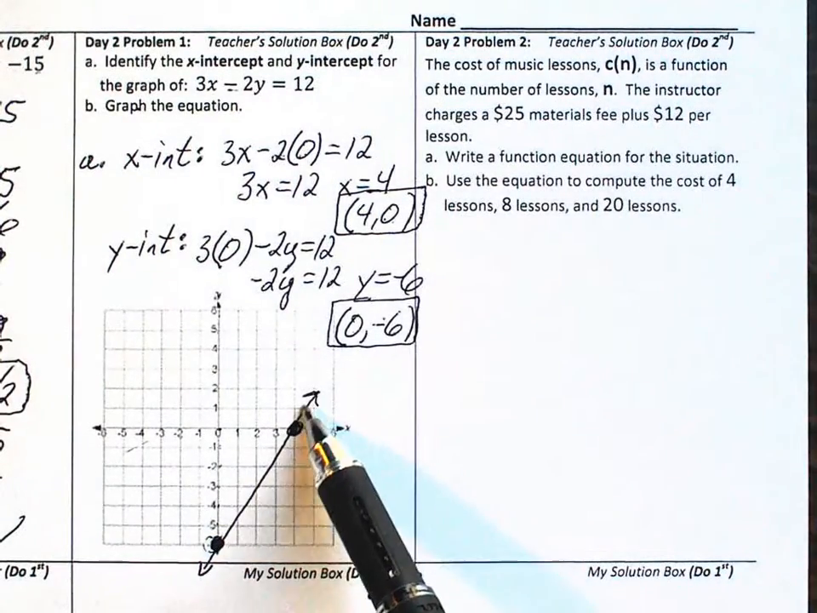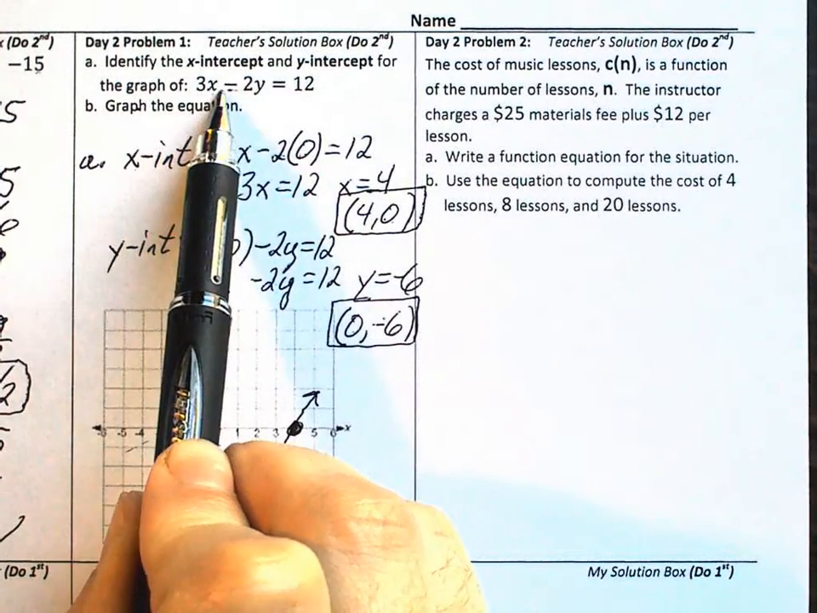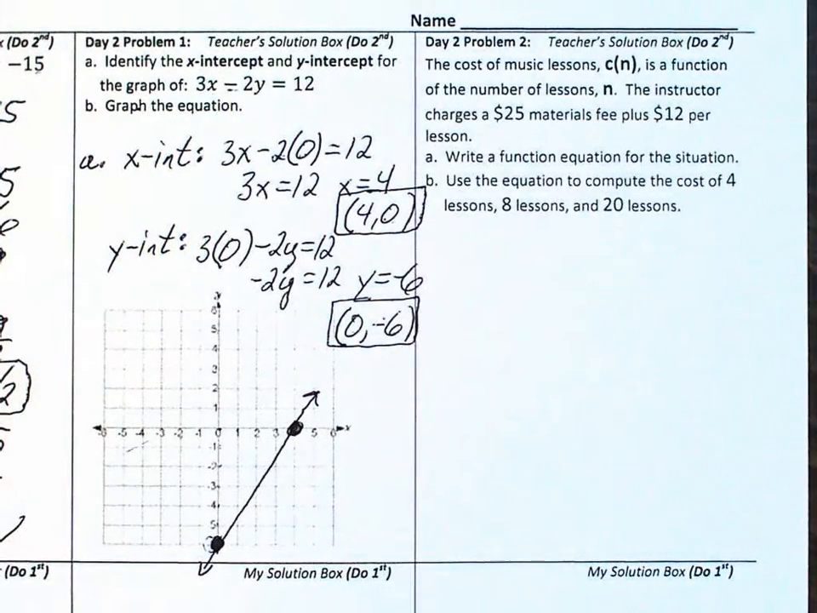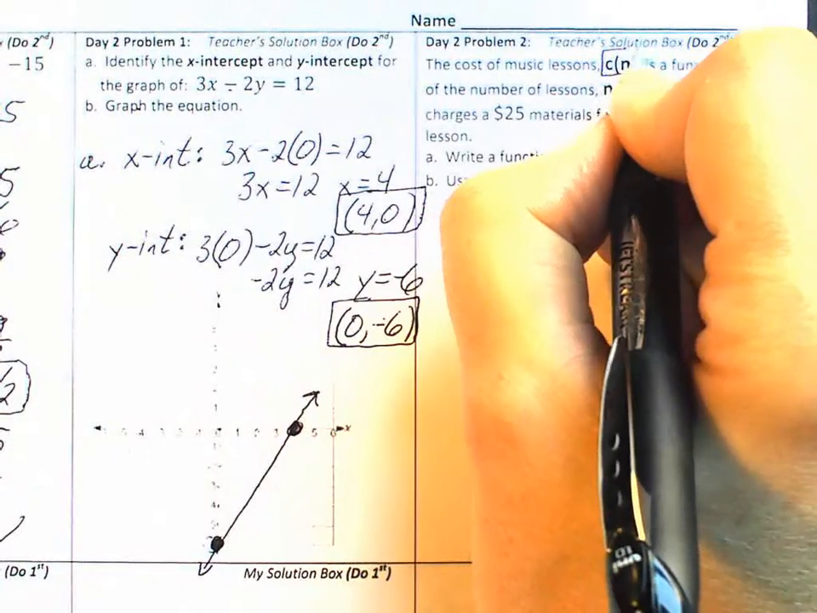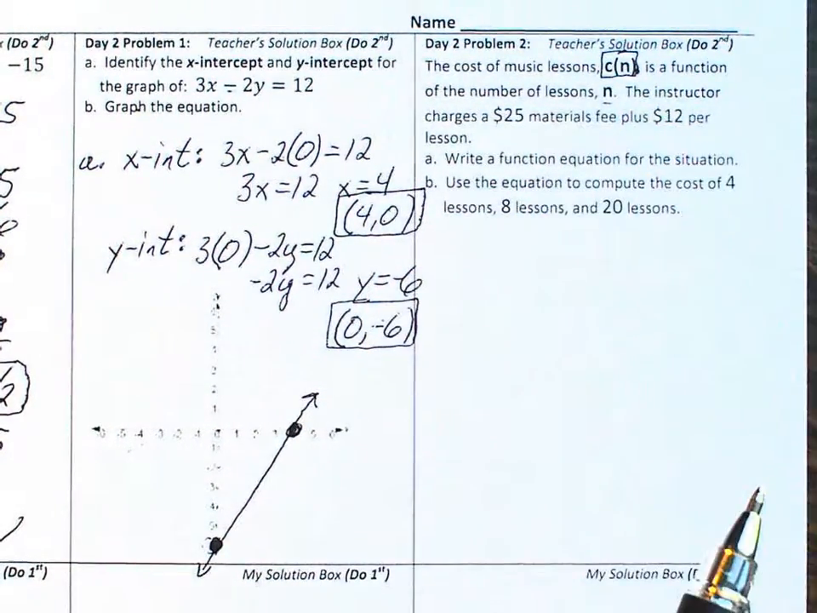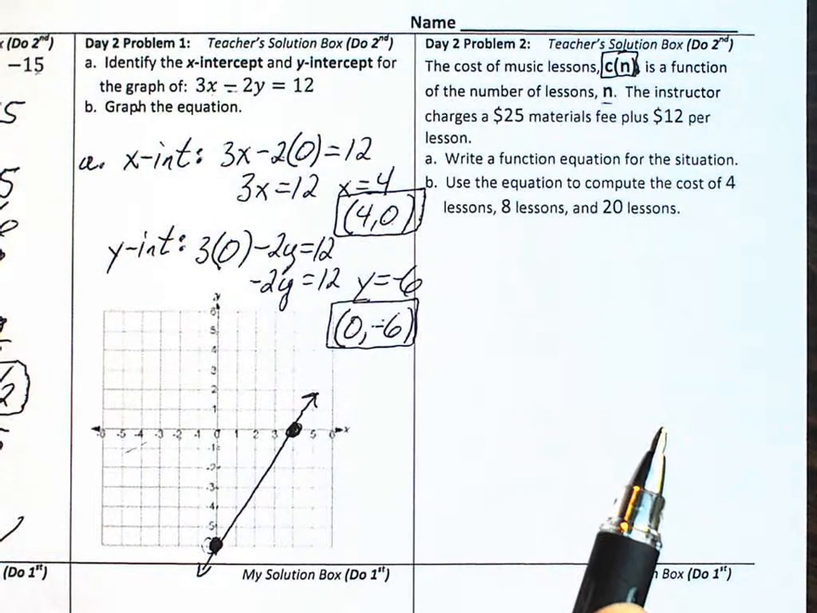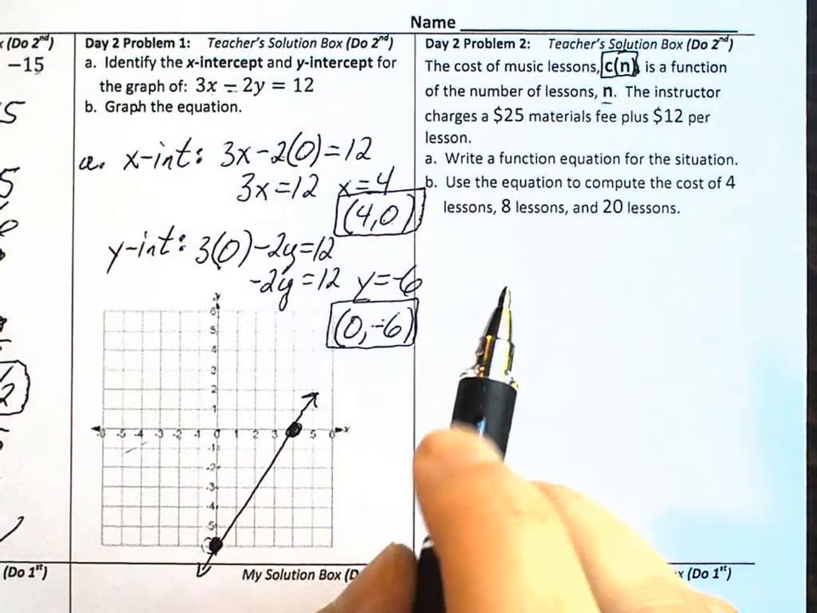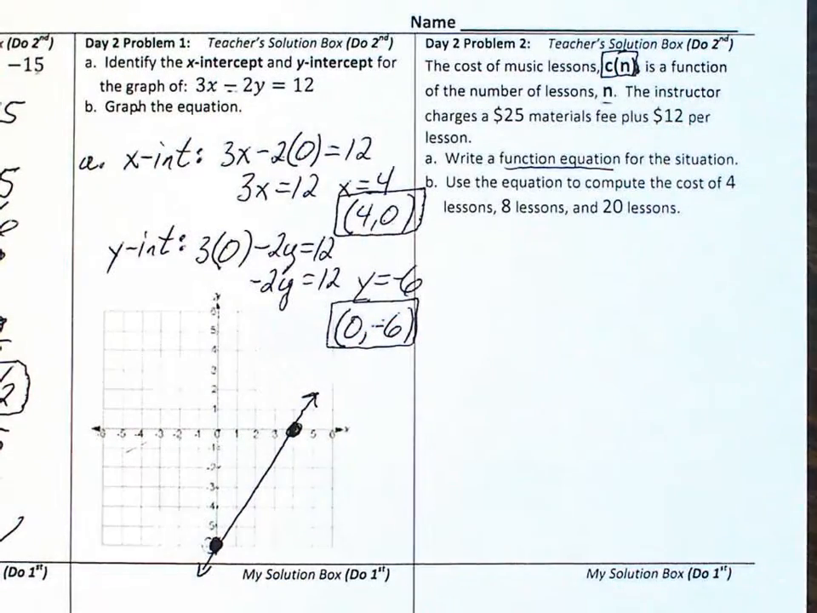So this diagonal line is the visual representation of this math equation. Now, day 2, problem 2. The cost of music lessons, C of n, is a function of the number of lessons n. The instructor charges a $25 material fee plus $12 per lesson. Question A, write a function equation for the situation.